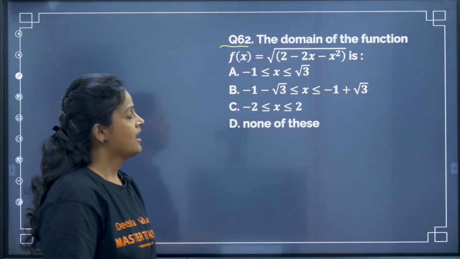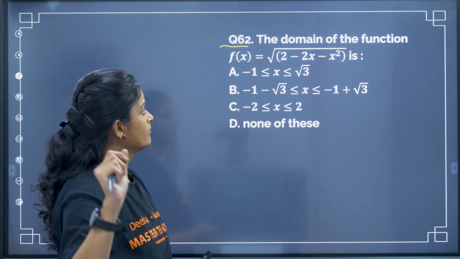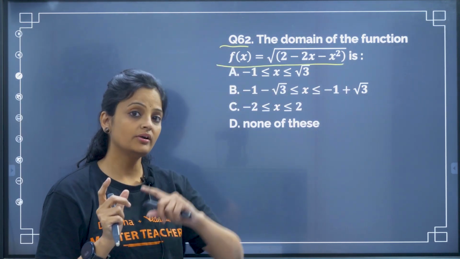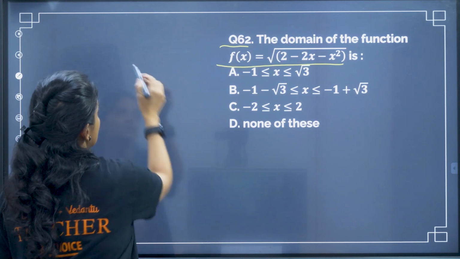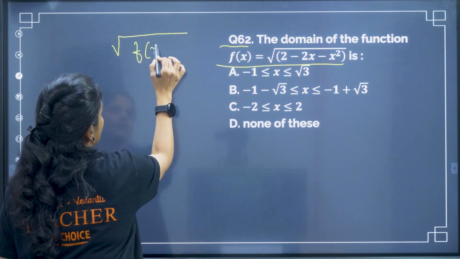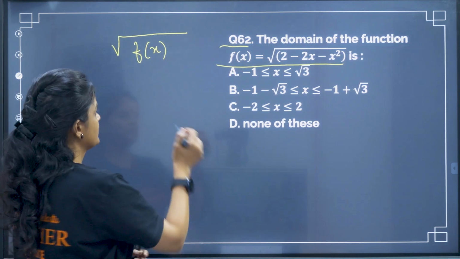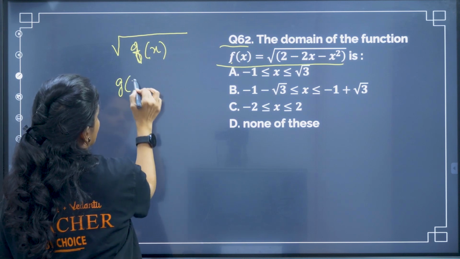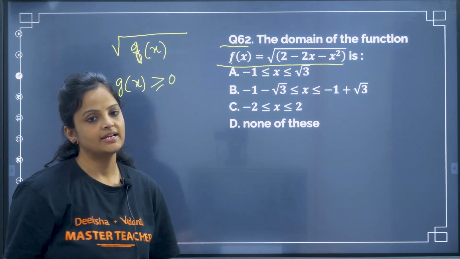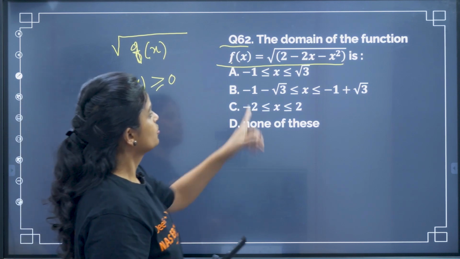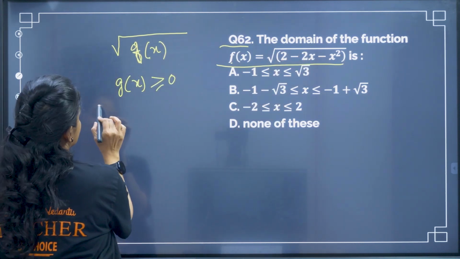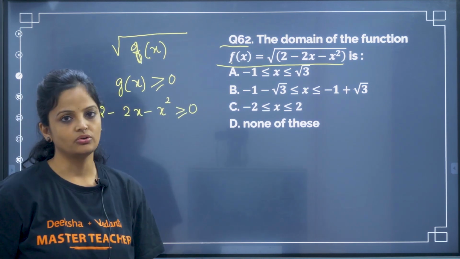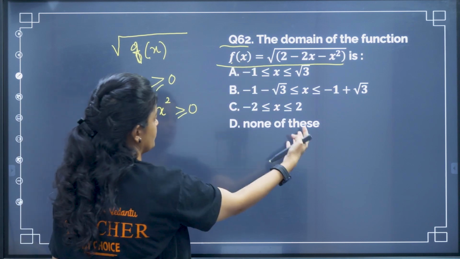62nd question. How many of you know what to do? Tell me. The domain of the function f(x) is given with a root and some function inside. I have told repeatedly in many of my videos, whenever you have a root and a function is given, let's take that function as g(x), then g(x) has to be greater than or equal to 0. I have already told this. Inside the root we have 2 minus 2x minus x square. So that has to be greater than or equal to 0. Solve and see what you get.